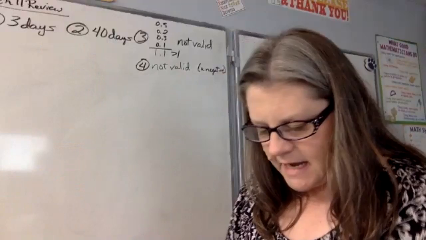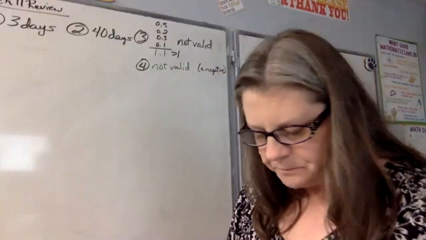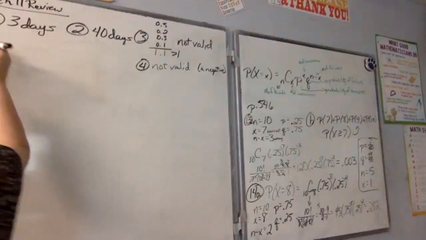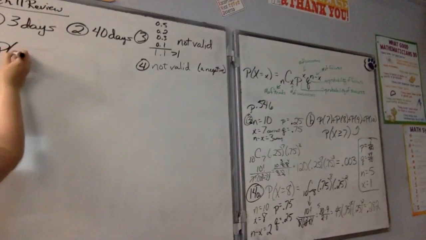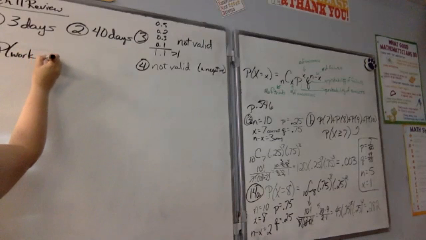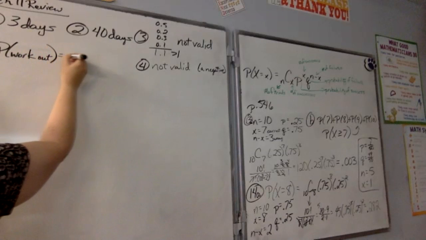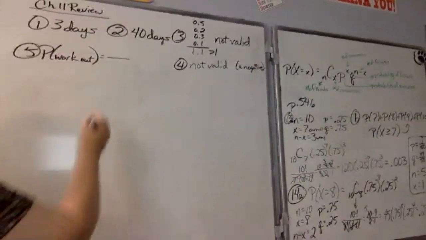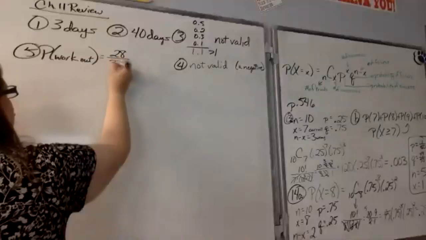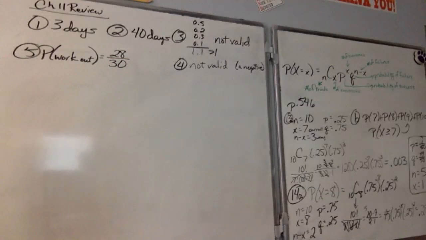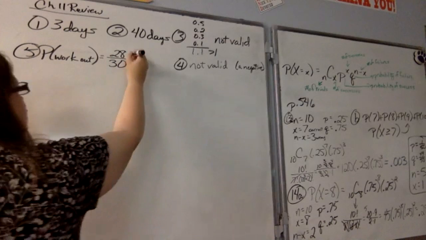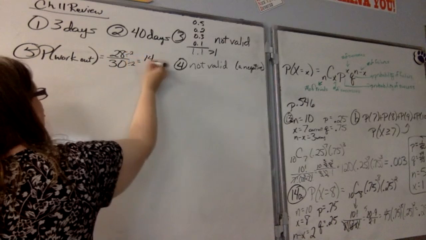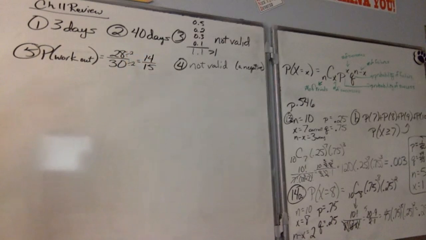So for number 5, it says Jennifer exercises most days, not me. In the past 30 days, she worked out 28 days. Okay. What is the probability that she will work out on a given day? So for number 5, probability that she'll work out is how many days does she work out? 28 out of the past 30 days. 28 out of 30. Now you can reduce the fraction to lowest terms. So she worked out 14 out of the last 15 days.